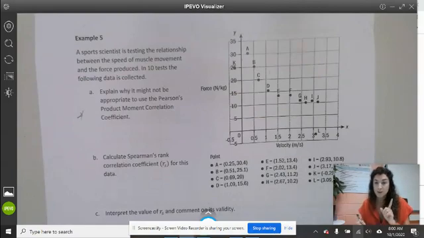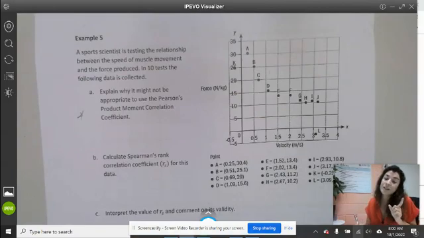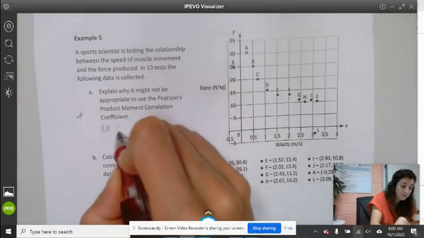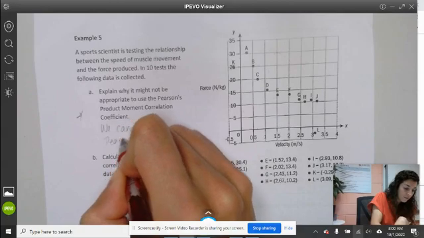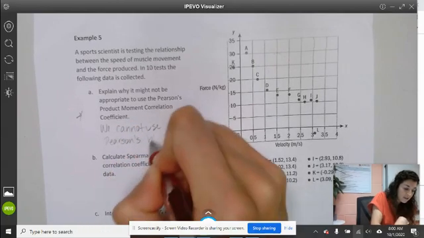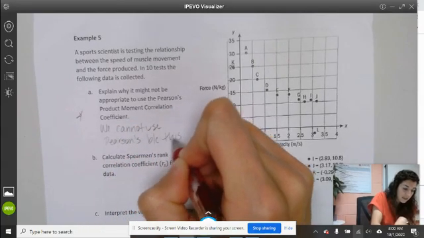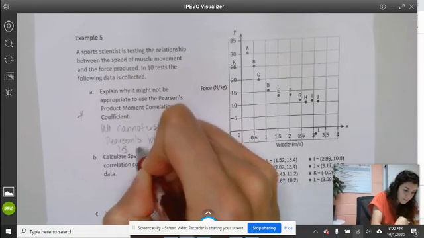It would not be appropriate to use Pearson's coefficient here because this relation is not linear. That's all you have to say. We cannot use Pearson's because this is not linear.